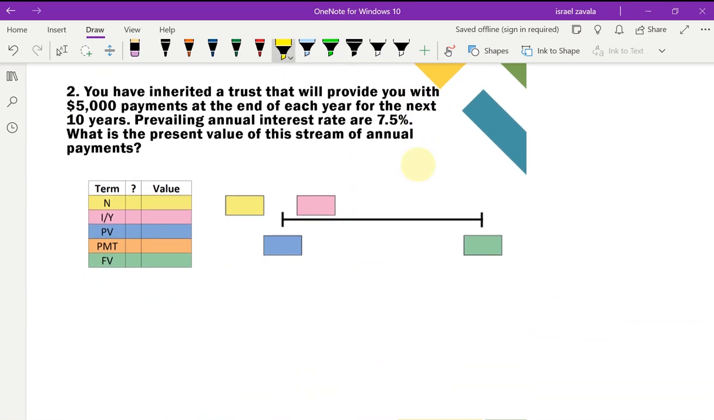Grab my highlighter. You have inherited a trust that will provide you with $5,000 payments at the end of each year for the next 10 years.